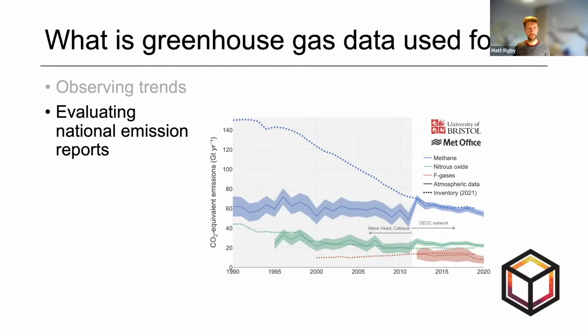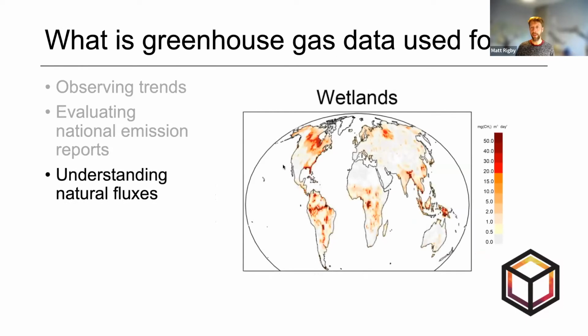The UK is one of the leaders in this respect. We're one of only 3 countries that use this kind of information to evaluate our national emission reports. So that's another application. And finally, we use greenhouse gas data of all kinds, from in situ measurement data through to satellite observations, also process models and emission inventories, to try and understand what's happening with natural fluxes of greenhouse gases. How is the carbon cycle changing? What's causing methane concentrations to change, for example?